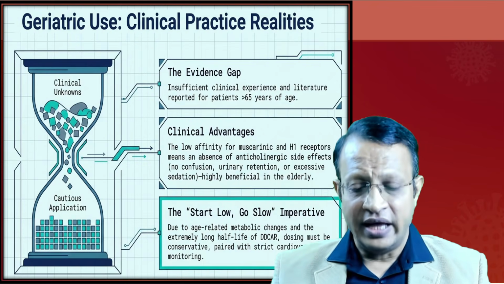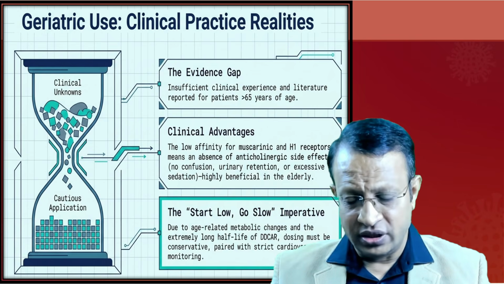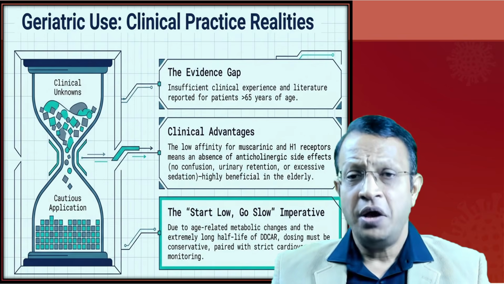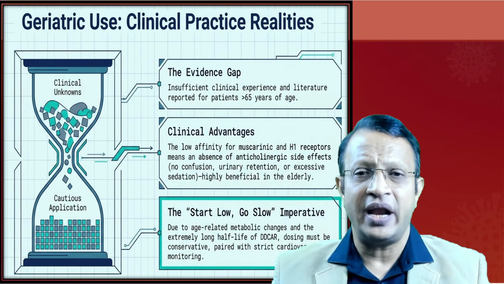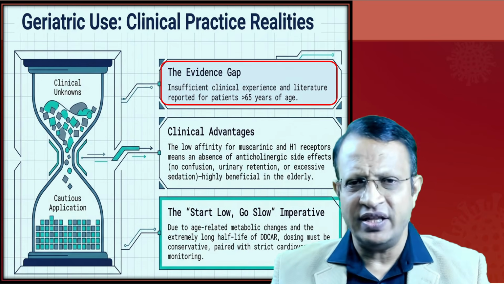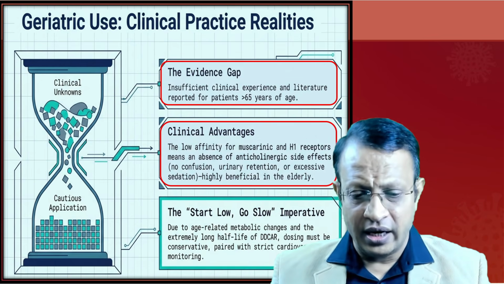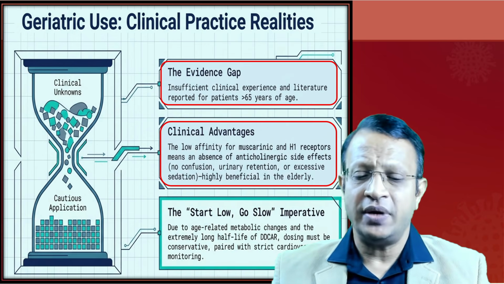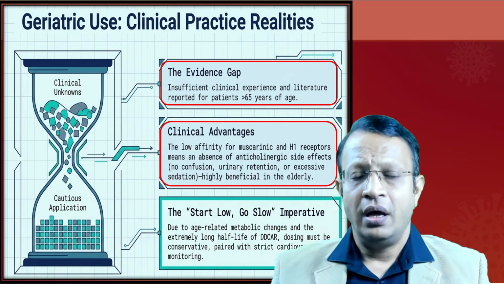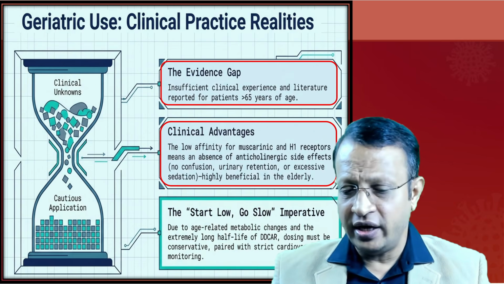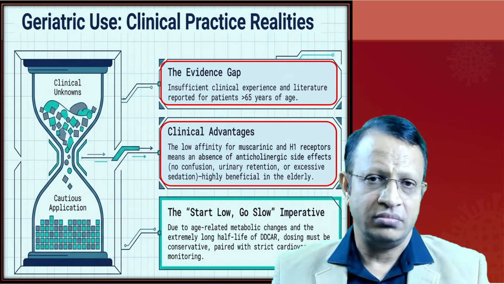Hence, the evidence gap is there with regard to cariprazine. That means after the age of 65, we do not have any RCTs majorly comparing with other antipsychotics. So systematically conducted studies are very less. The evidence gap is there. What about the clinical advantage? Since it has a less effect on muscarinic receptor, H1 receptor, anticholinergic side effects are less. No confusion, no urinary retention, no excessive sedation.